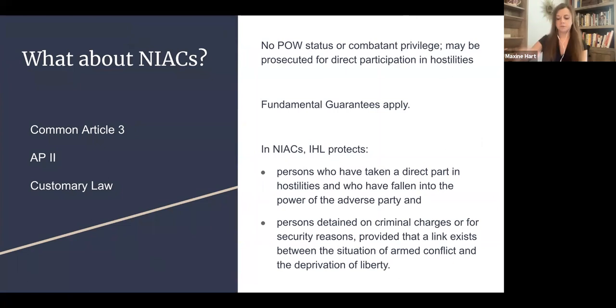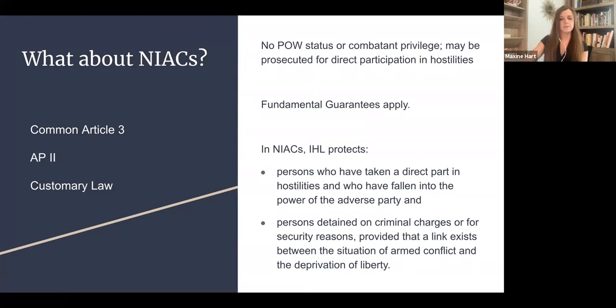So in non-international armed conflicts, these are the most common form of conflict today, but the law is a lot less developed in NIACs than it is in international armed conflict, in IACs. We have Common Article 3 of the Geneva Conventions, the second additional protocol, and customary law. As I said, that's binding on state and non-state groups. And like I mentioned earlier, the prohibition of arbitrary detention, arbitrary deprivation of liberty, is customary law. It's one of the fundamental guarantees. So that applies in this context too.